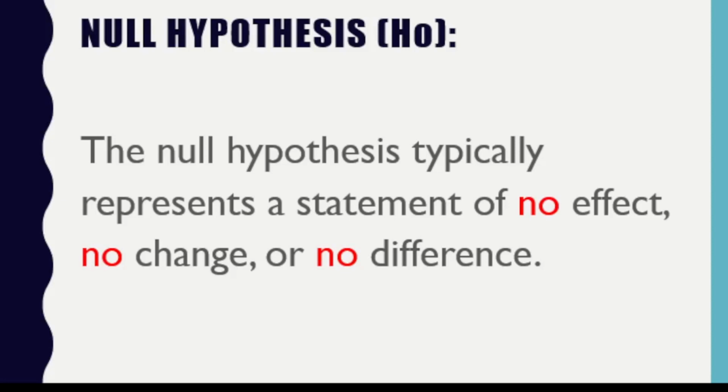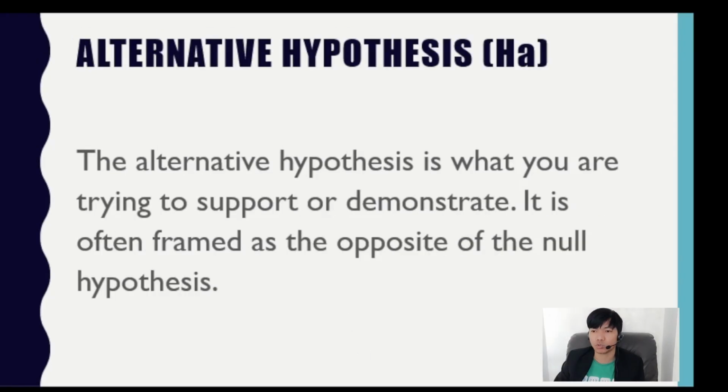Well, let's start with the null hypothesis. The null hypothesis typically represents a statement of no effect, no change, or no difference, while the alternative hypothesis is what you're trying to support or demonstrate. It is often framed as the opposite of the null hypothesis.